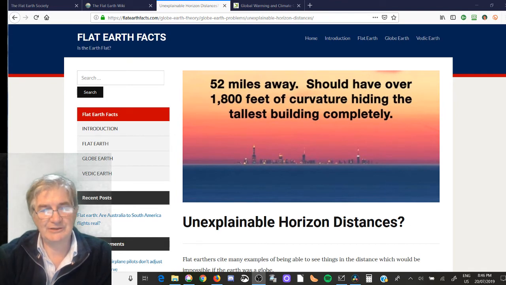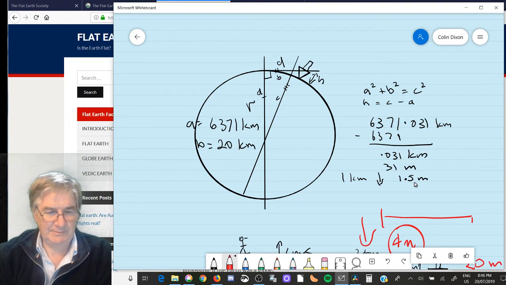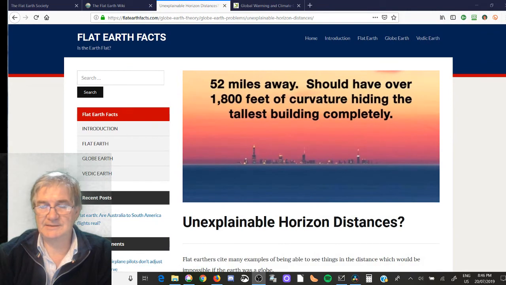In my calculation, if I go back to mine, which was here, I said for every 1 kilometre, it's about 1.5 metres. A mile's more than a kilometre, so let's say it's 2 metres per mile. So we're looking at 100 metres. What they're saying is 600 metres. So they're out by a factor of 6. So clearly they haven't done their homework too well on that one.